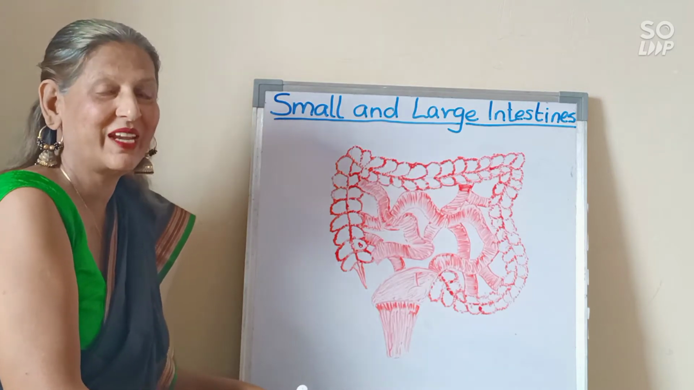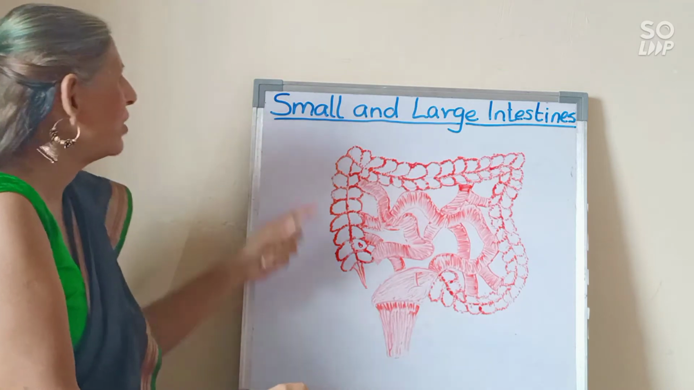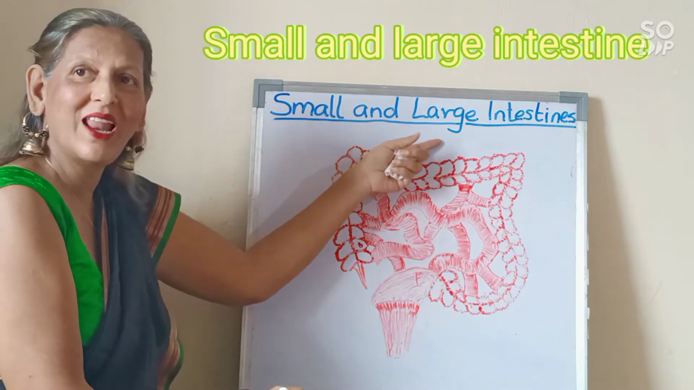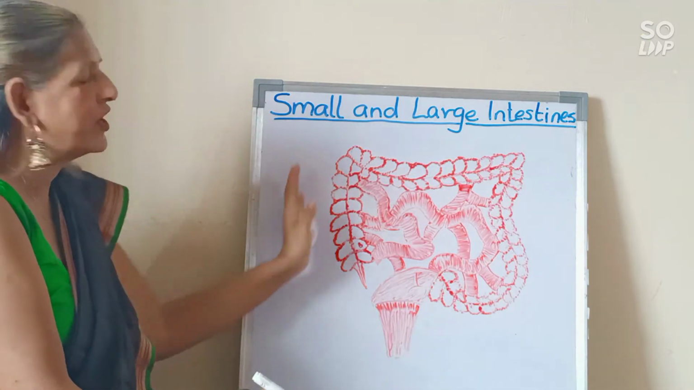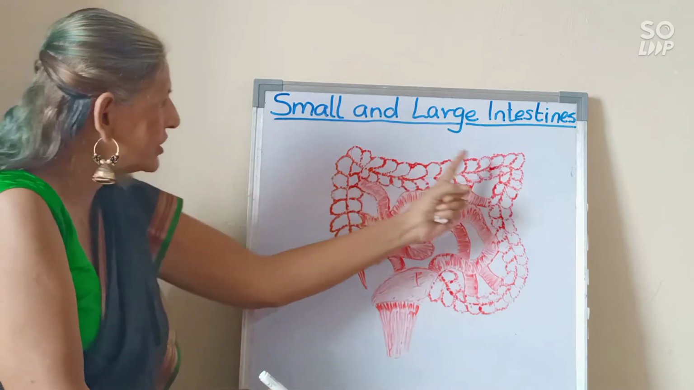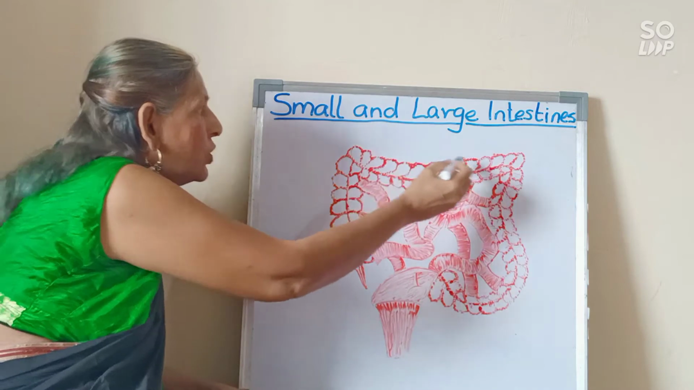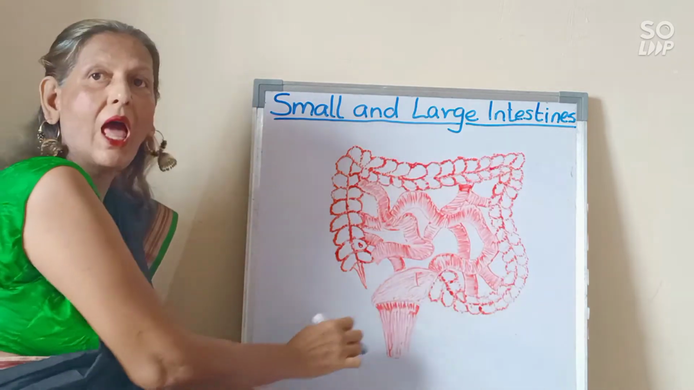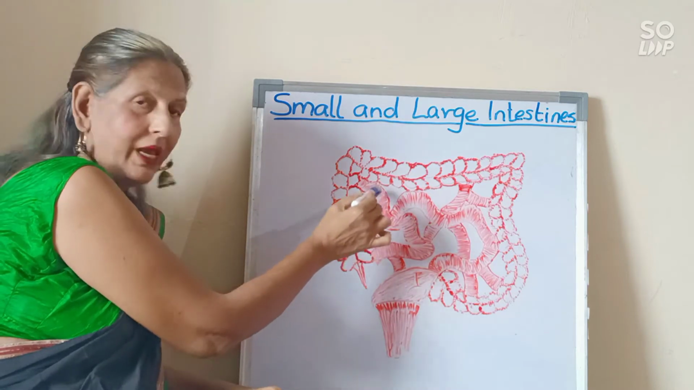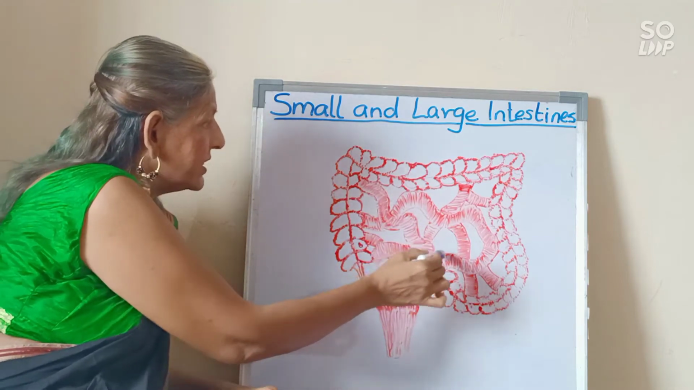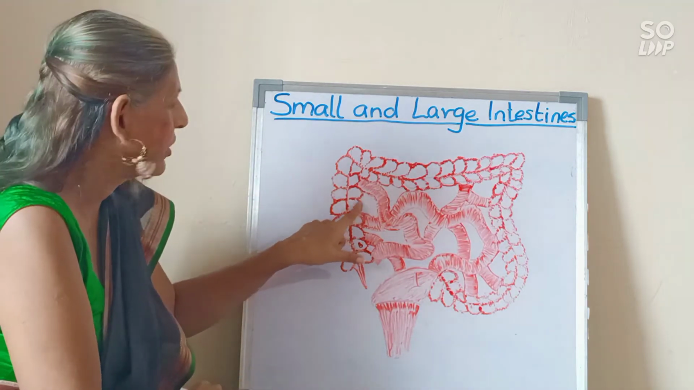Today we are going to study science. In science we are going to learn about the small and the large intestines. Here I have drawn a picture of the large intestines. As you can see, these big ones, the huge loops, this is the large intestine, and within it, all these wriggly wigglies, these are the small intestines, the small pipe-like structures.